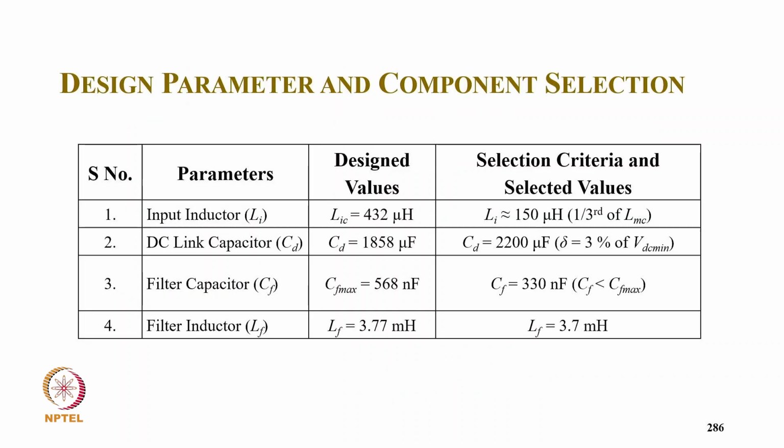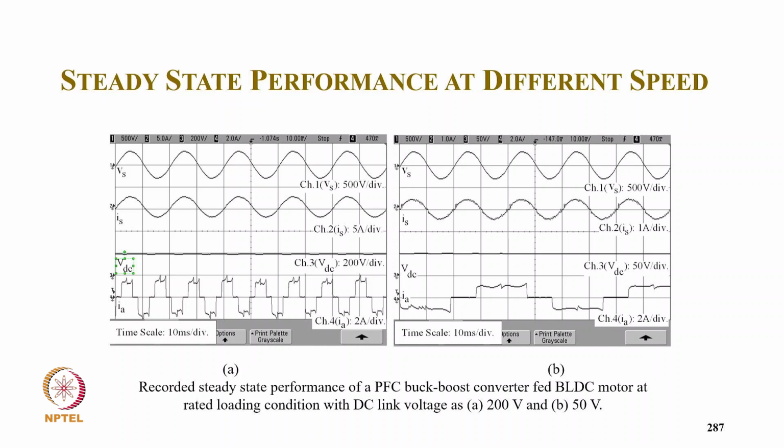So coming to the design parameters: for the input inductance, we select 150 microhenry, almost one third, to have DCM over the wide voltage range and wide load range. The DC capacitor we select around a typical 220 microfarad for 3% voltage ripple. The input filter capacitor we select as 330 nanofarad, and for the EMI filter inductance we select 3.7 millihenry.